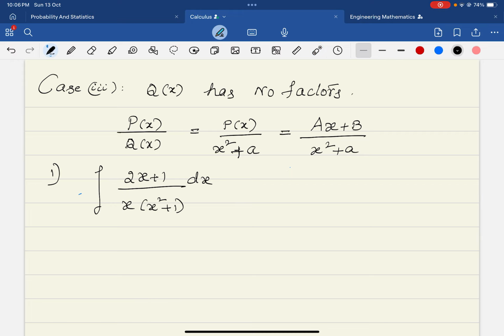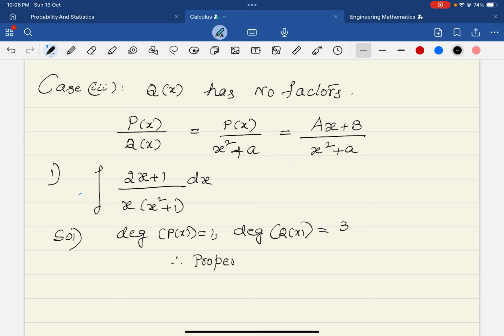So now let us solve this. Now it is 2x plus 1 over x times x square plus 1. First of all, you have to find out the degree and then proceed, okay? So the degree of p of x is equal to 1. And what is the degree of q of x? You can observe that it is x into x square, so x cube. So the degree of q of x is 3. Therefore 1 is less than 3, therefore it is a proper partial fraction.